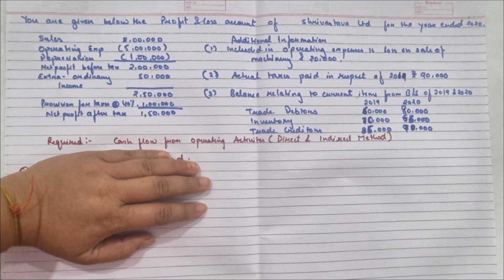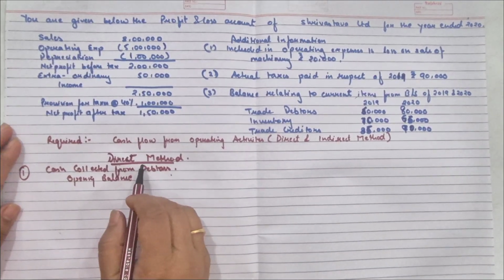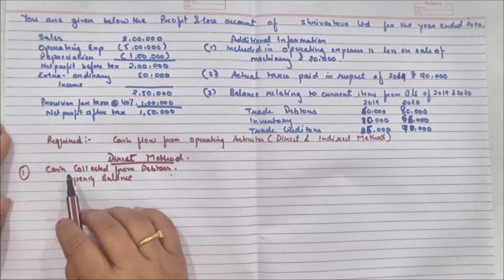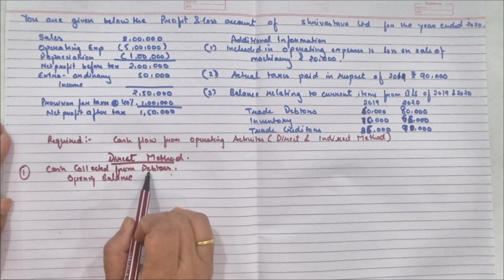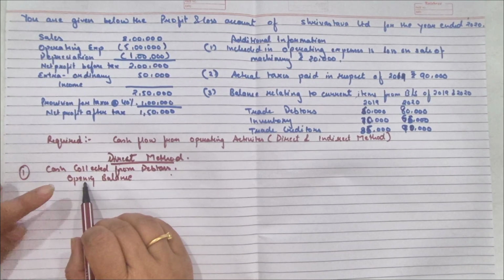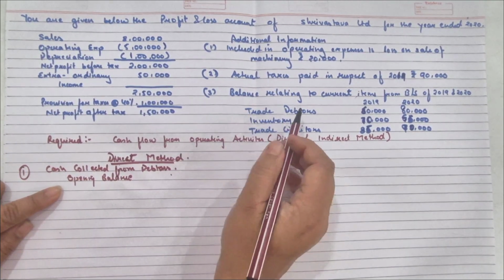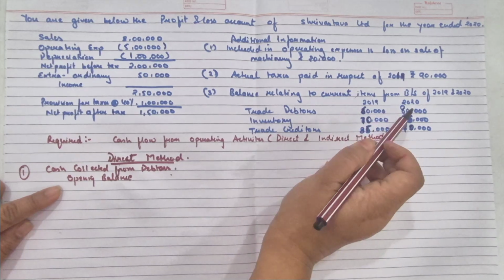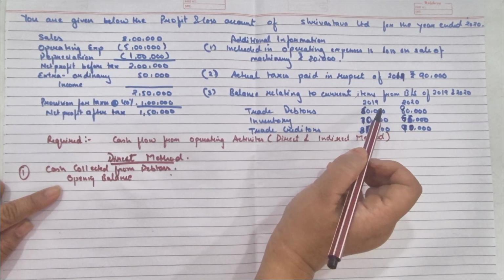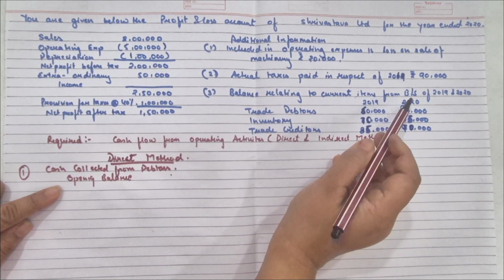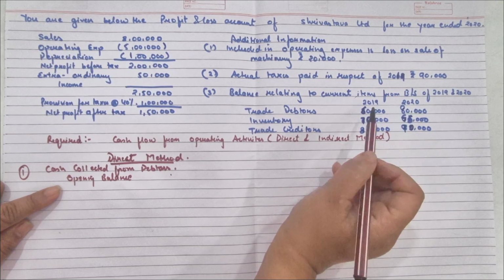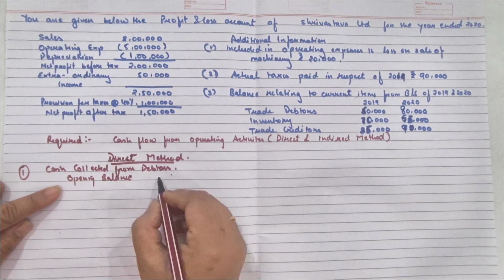Let's start with it. In the direct method, students, we first do the working notes, that is, cash collection from debtors. We have to calculate it. Before that, we have to write the opening balance. The opening balance of debtors for the year 2020 is the closing balance of 2019, so it would be 60,000, students.